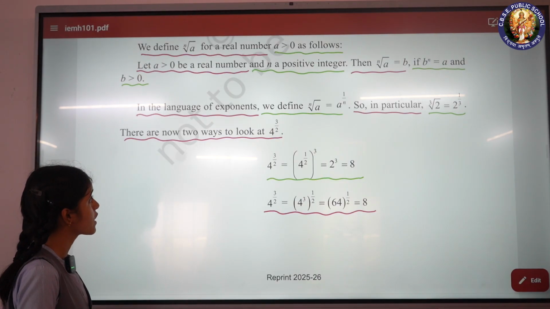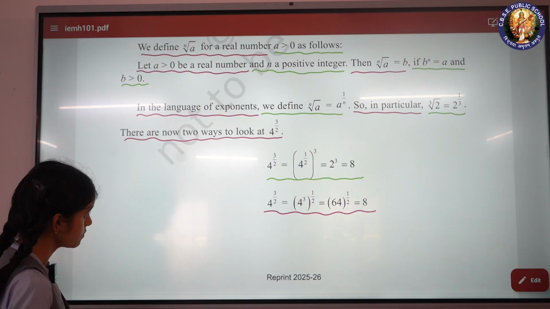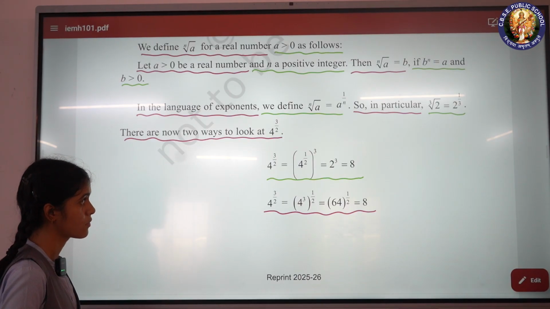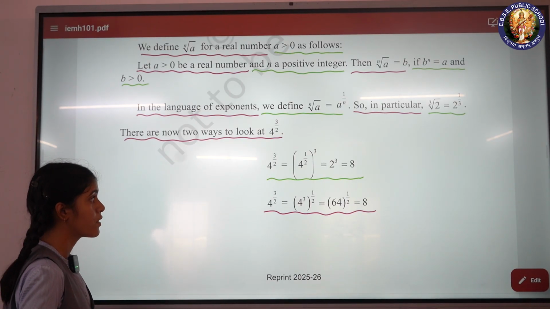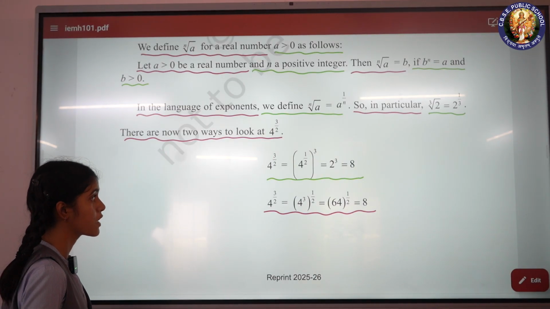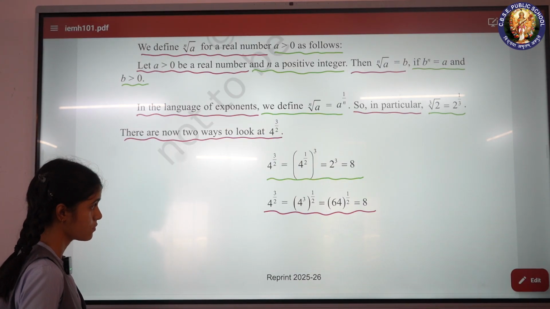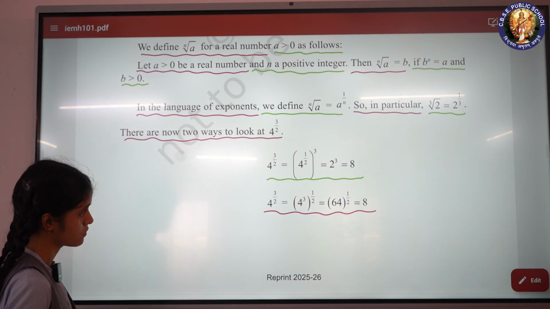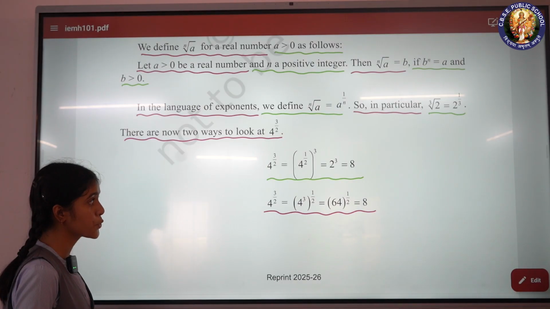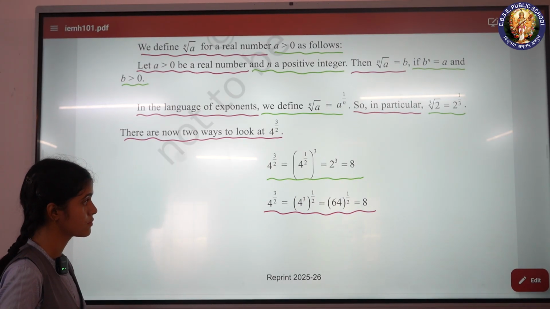There are now two ways to look at 4 to the power 3 by 2. 4 to the power 3 by 2 is equal to (4 to the power 1 by 2) the whole power 3, is equal to 2 to the power 3, is equal to 8.